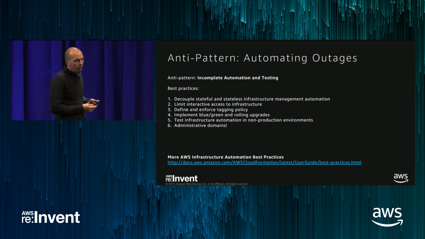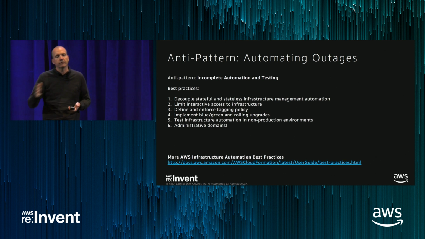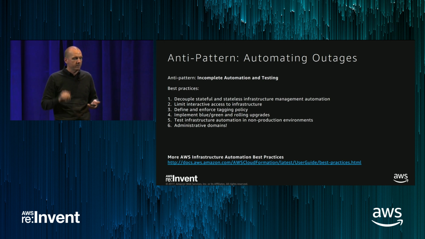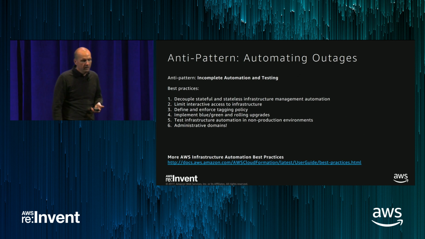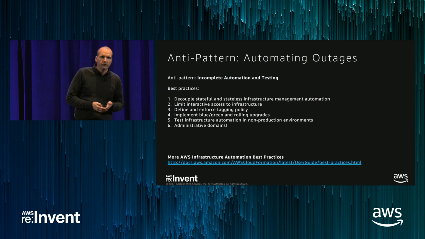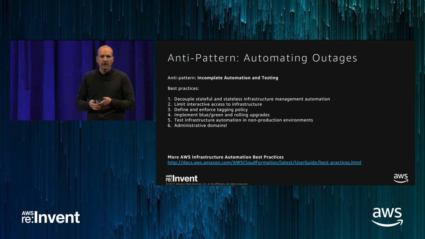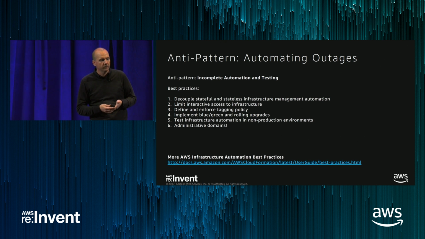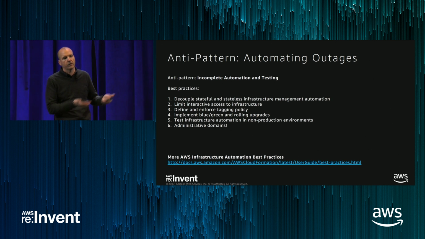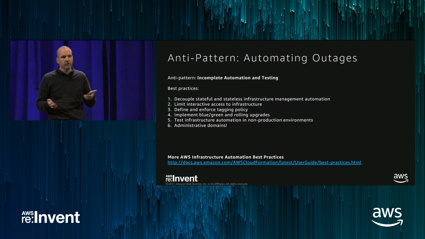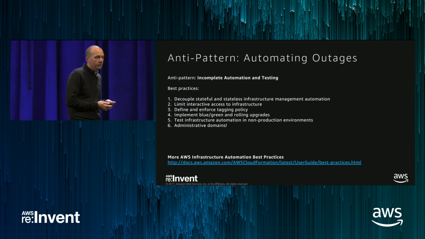Implement blue-green and rolling updates. Put new infrastructure online, check that it's healthy before you put traffic on it. That's all that means. Rolling updates is kind of another method to get there. Test infrastructure and automation in non-production environments. This, again, is that conversation around administrative domains. If I define my entire environment with CloudFormation, I can make another environment with CloudFormation, make sure that all these changes are doing exactly what I want before I go ahead and roll that into production.